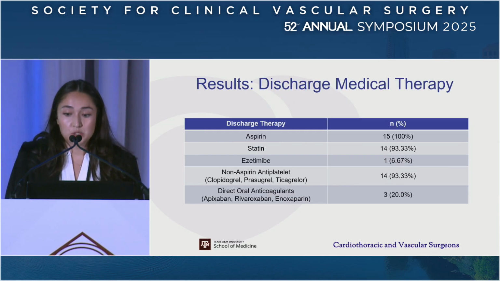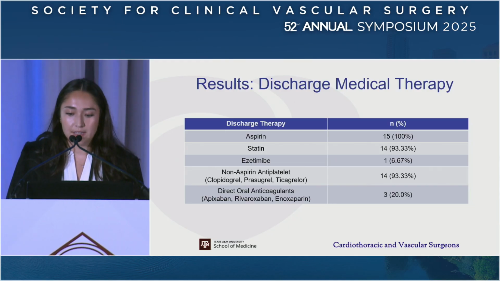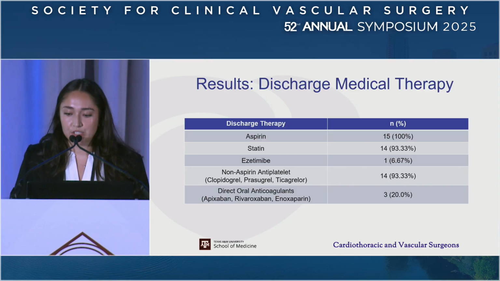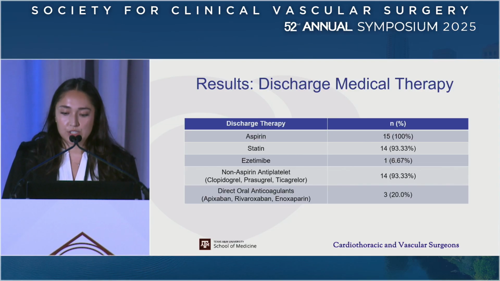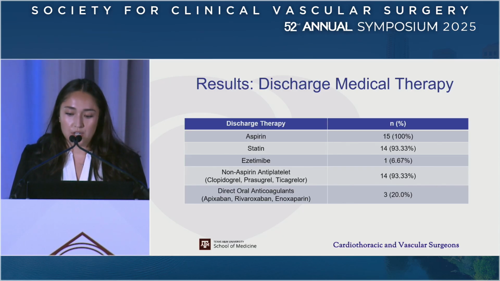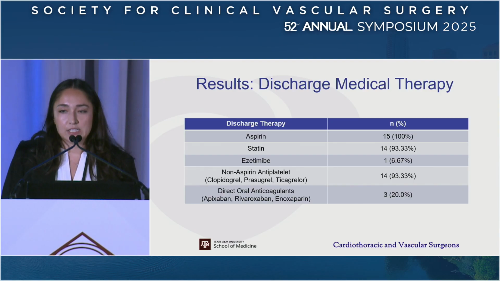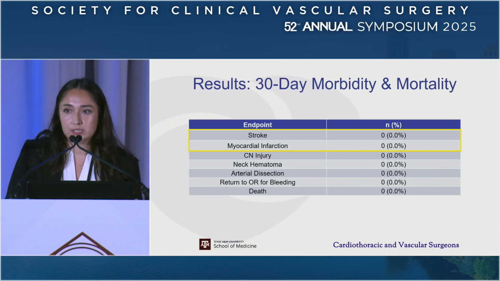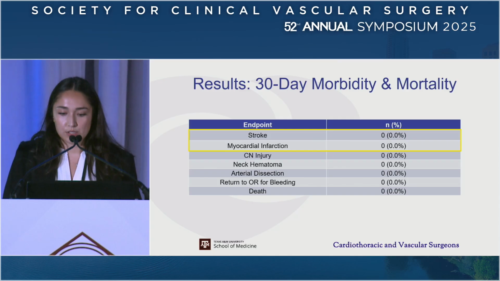All patients, or the majority of patients, were discharged on standard oral dual antiplatelet therapy and statin management, with some also discharged on direct oral anticoagulation. There was one patient who had an allergy to statin medication and was discharged on ezetimibe. And there was one patient who was not discharged on non-aspirin antiplatelet therapy, but was treated with aspirin, rosuvastatin, and rivaroxaban. Our primary endpoints of stroke and MI were 0%, and secondary endpoints were also 0%.